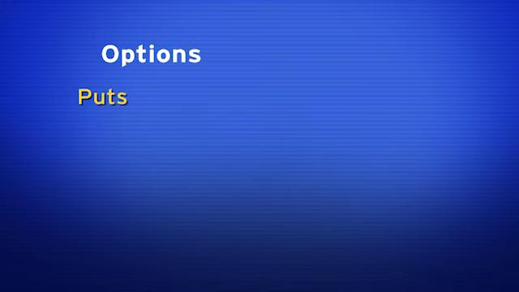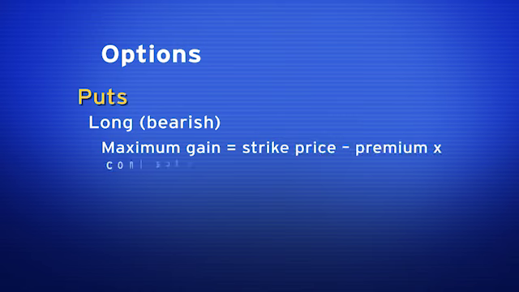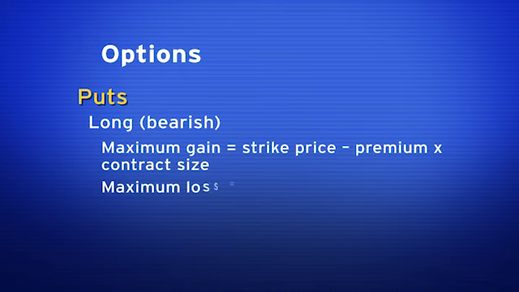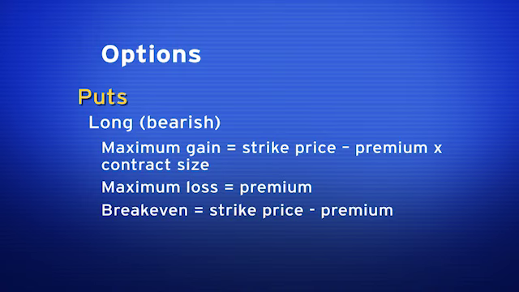Puts. I could go long a put. I could buy a put. If I do, I'm bearish. Max gain is strike price minus the premium times the contract size. What's the maximum loss? I'm long the option. The most I could possibly lose is the premium. And what is the break even? Strike price minus the premium.